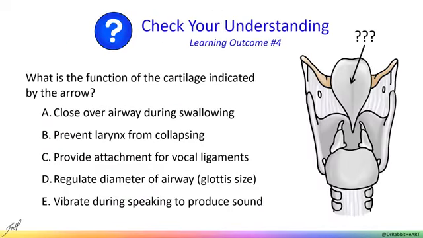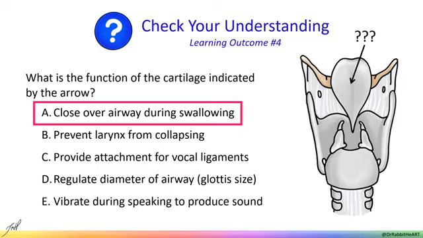Last practice question. Feel free to pause the video to think. What is the function of the cartilage indicated here by the arrow? The structure labeled here is the epiglottis, which functions to close over the airway during swallowing.